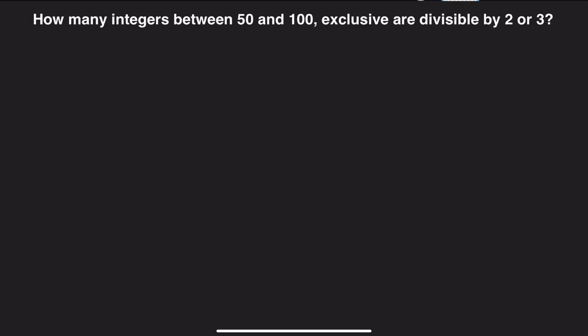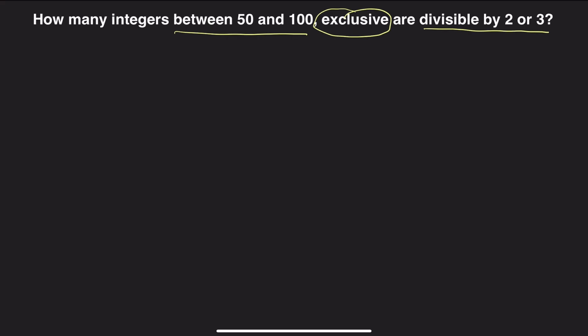Hello, in this video, we're going to answer the question, how many integers between 50 and 100 exclusive are divisible by 2 or 3? We have our keywords: between 50 and 100, as well as exclusive, and divisible by 2 or 3. Let me go ahead and mark that.